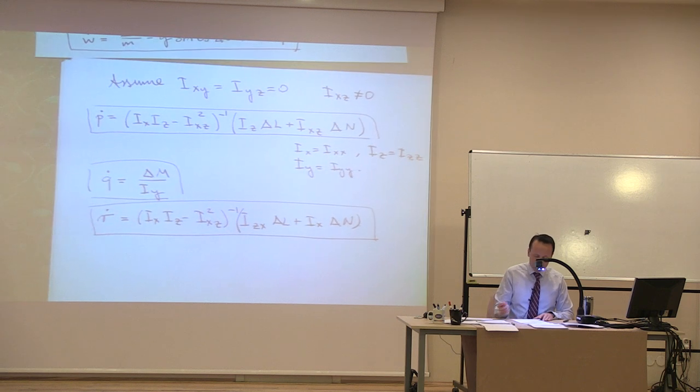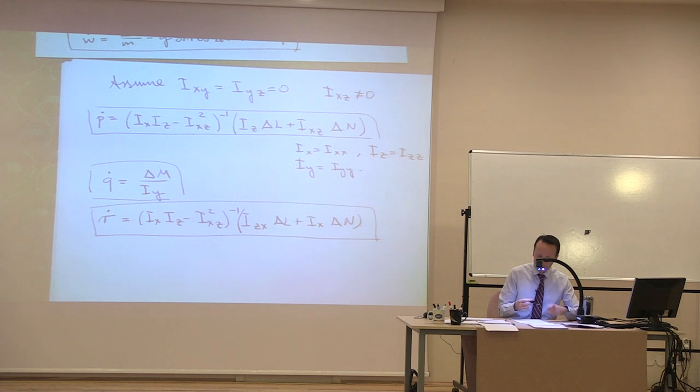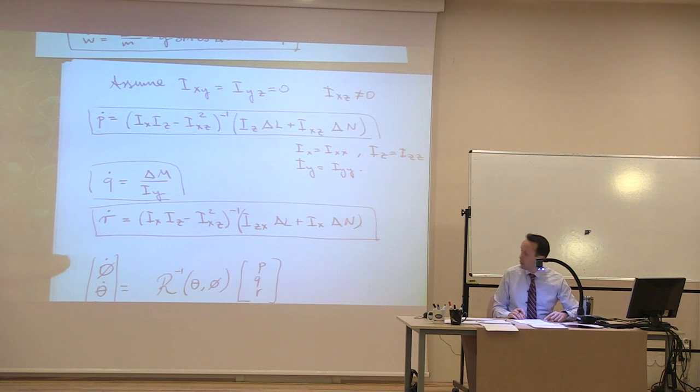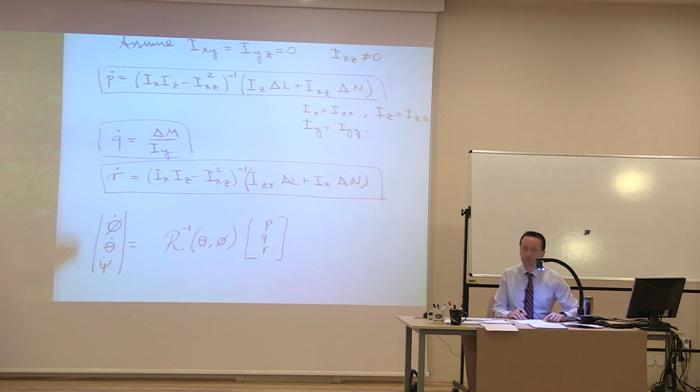If you remember, we said phi dot, theta dot, and psi dot were equal to some relation. If you took the inverse of that, which was a function of theta and phi, and they were functions of p, q, and r. Remember that? Right?